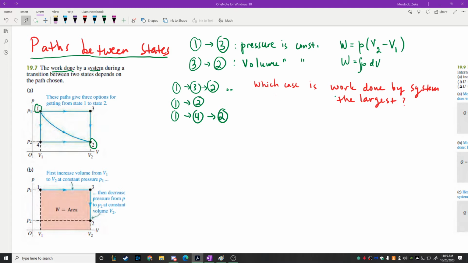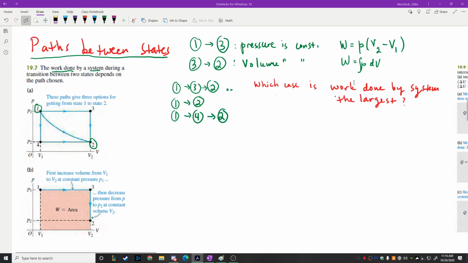1 to 3 to 2 and 1 to 4 to 2 look like the same amount of work. You sure about that? Why do you say that 1 to 3 to 2 and 1 to 4 to 2 have the same amount of work done?